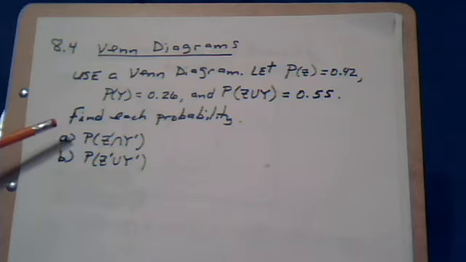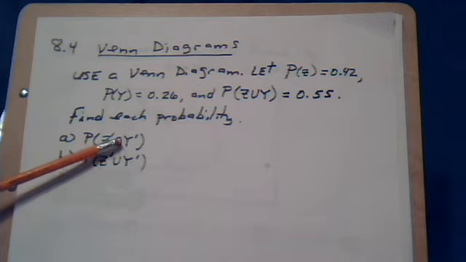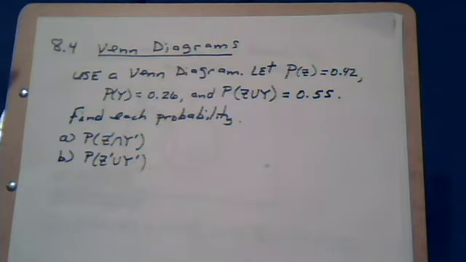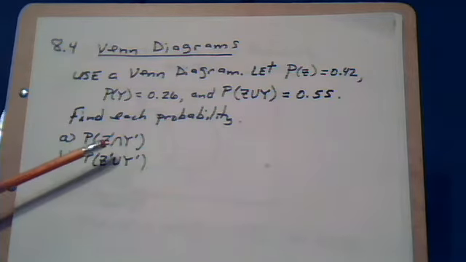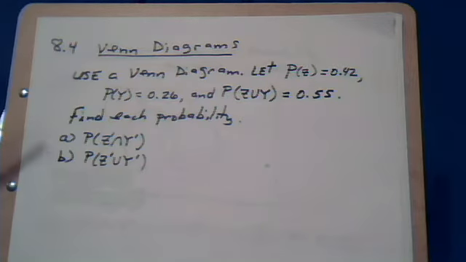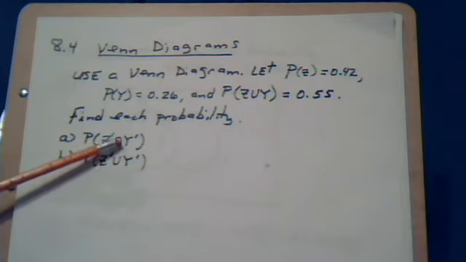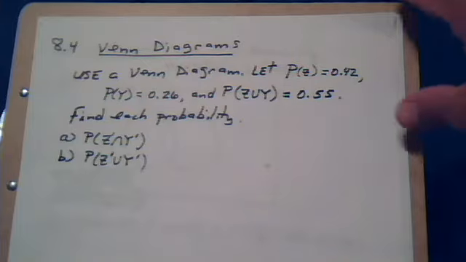The way you read this is, what is the probability of not Z and not Y? The little primes mean not. It's a complement. This one reads B: probability of not Z union with not Y. So for the intersection, you just take what's common to both. And for the union, you take what both have to offer.